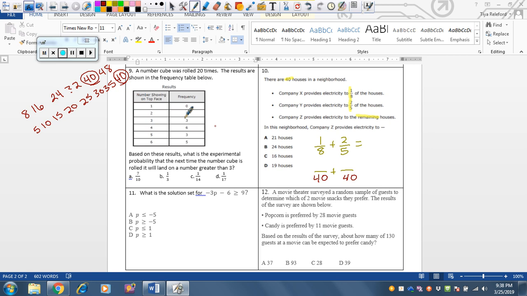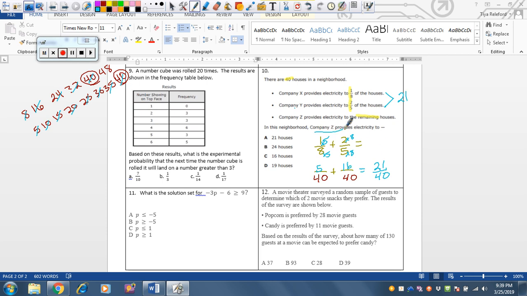How do I go from 8 to 40? 1, 2, 3, 4, 5. So 8 times 5 is 40. 1 times 5 is 5. And from 5 to 40, 1, 2, 3, 4, 5, 6, 7, 8. So 5 times 8, 2 times 8. 5 plus 16 is 21 out of 40. Now that's how many X and Y provide, is 21 houses.